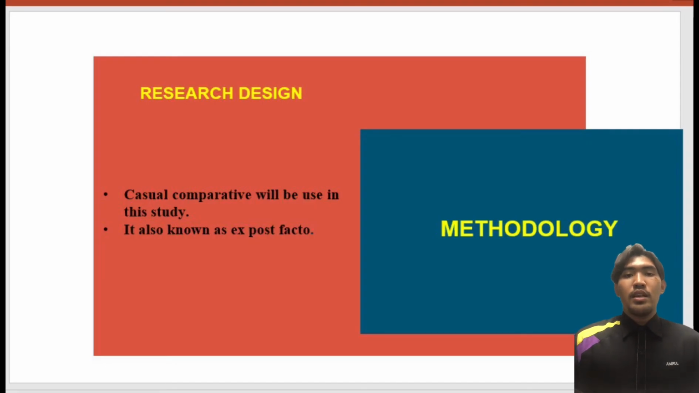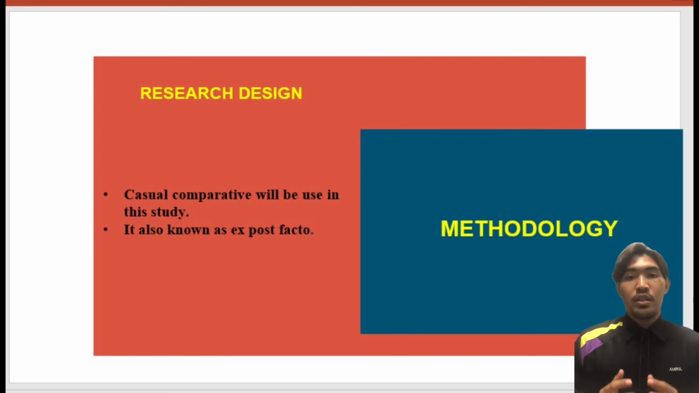For the methodology, I will present the research design, sampling, instrumentation, data collection procedure, and data analysis. Firstly, the research design. In this study, a causal comparative design will be used, also known as ex post facto. The reason for using a descriptive approach is because this study investigates the attacking variables between winning and losing teams in the UEFA Euro 2020. It explains differences that already exist in groups.